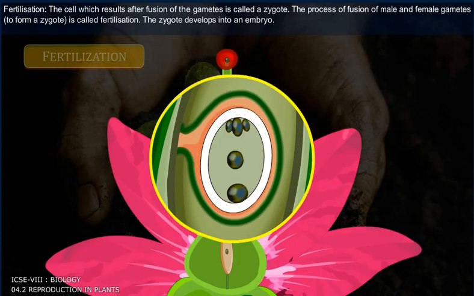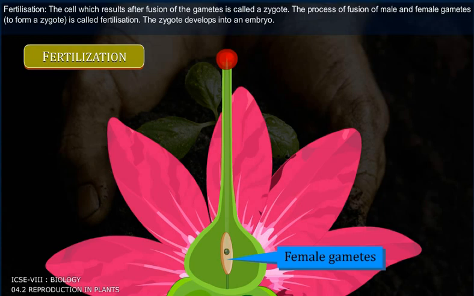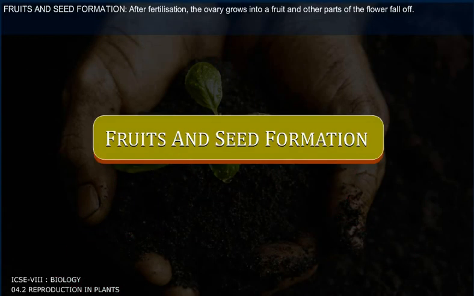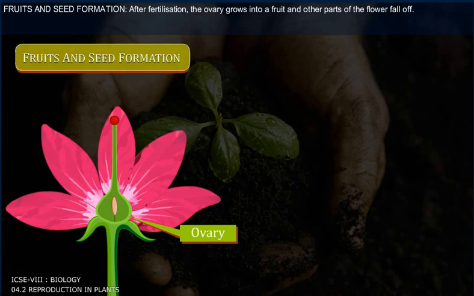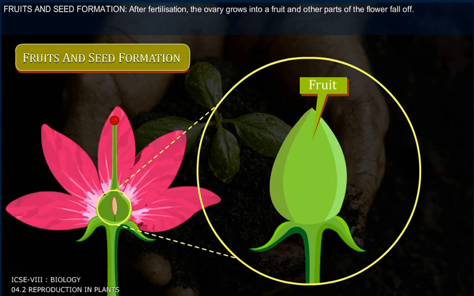Fertilization. The cell which results after fusion of the gametes is called a zygote. The process of fusion of male and the female gametes to form a zygote is called fertilization. The zygote develops into an embryo. Fruit and seed formation. After fertilization, the ovary grows into a fruit and other parts of the flower fall off.